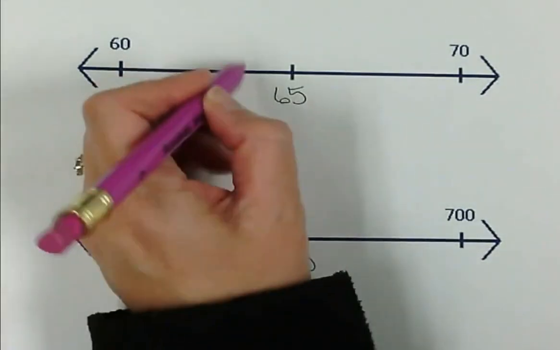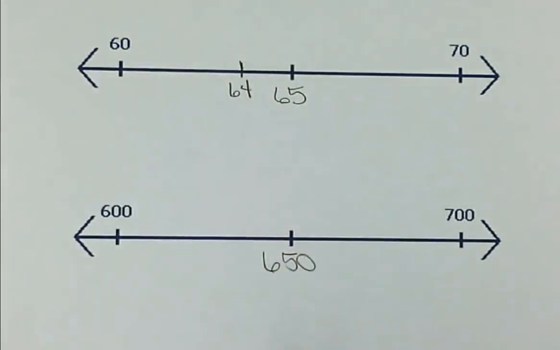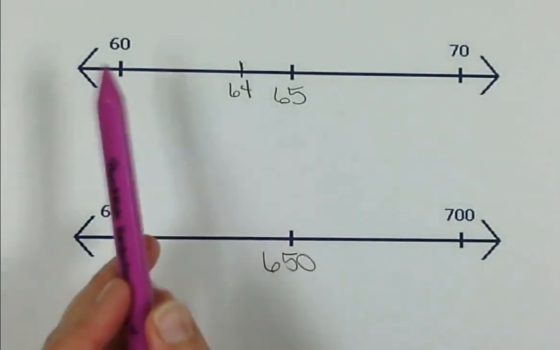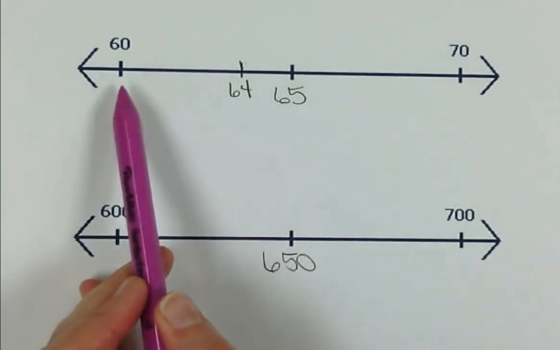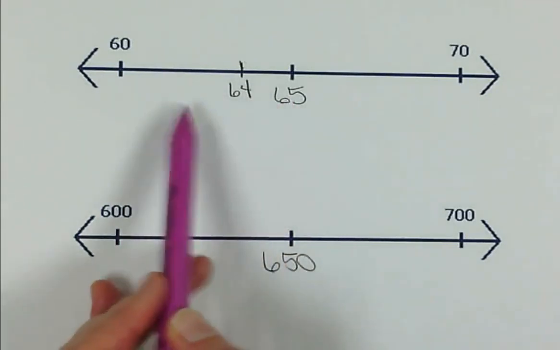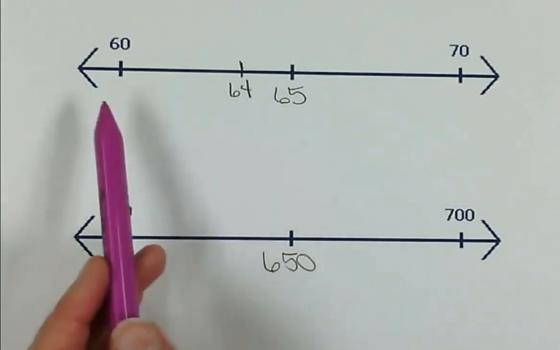So for example, in this situation, I'm going to give the number 64. Students need to be able to describe in words that 64 is closer to 60, or it's nearly 60, or it's close to 60 because it's before the midpoint or before the halfway mark.